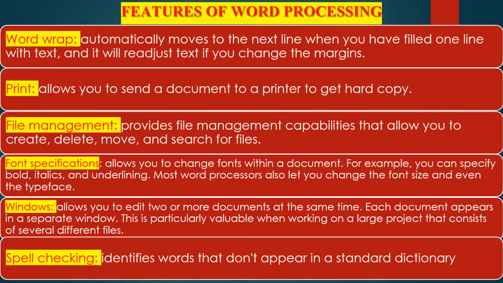Features of word processing. Word wrap automatically moves to the next line when you have filled one line with text, and it will readjust text if you change the margins. Print. It allows you to send a document to a printer to get hard copy.